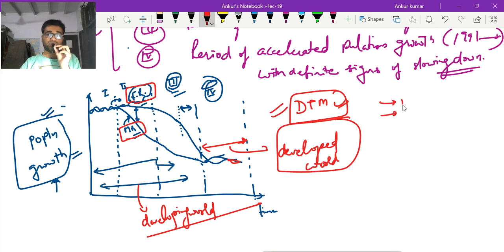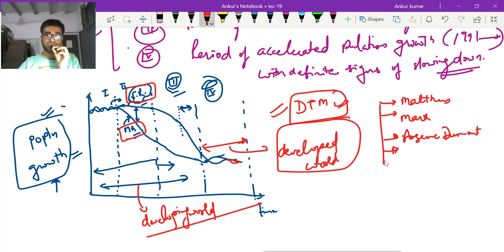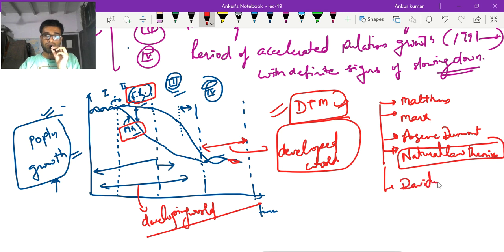are numerous. Whether it is the Malthus theory, which we will discuss separately, then Marx's theory of population, then Arsène Dumont's theory of population. Okay, and there are a number of other theories as well: natural law theories, David Ricardo's theories. So, a number of population theories we will study separately.